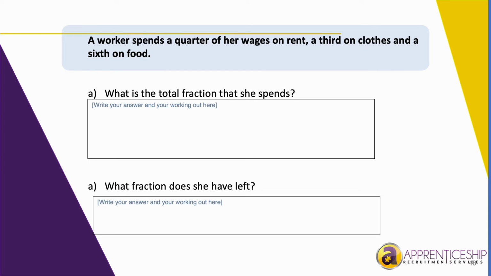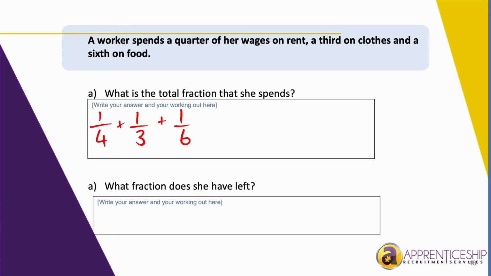Right, a worker spends a quarter of their wages on rent, a third on clothes, and a sixth on food. What is the total fraction that she spends? So here we've got 3 fractions. We need to add all these together.